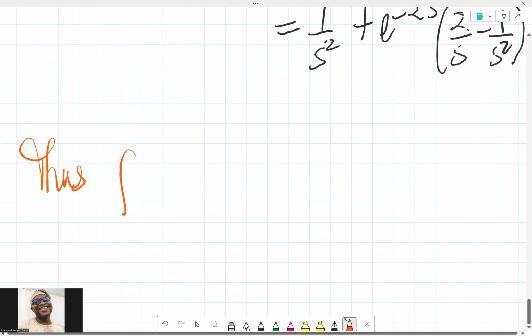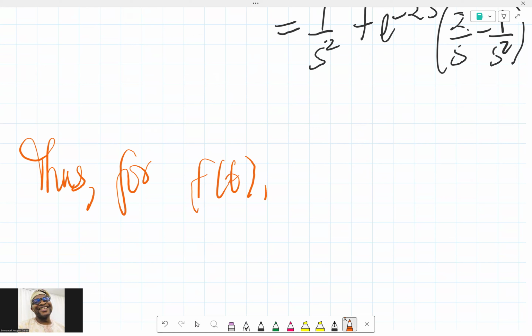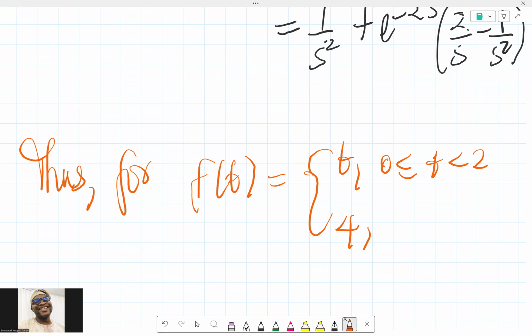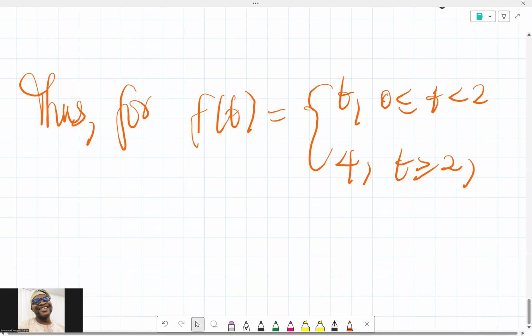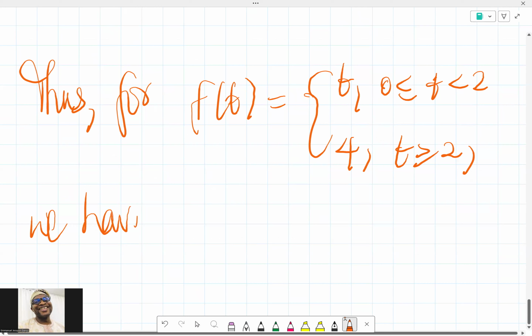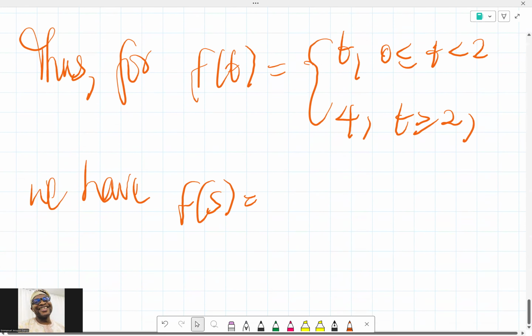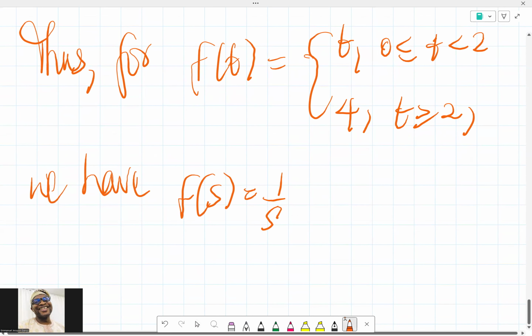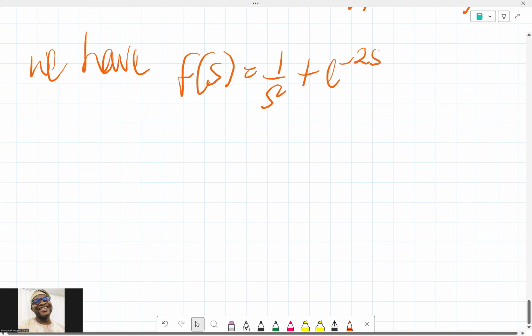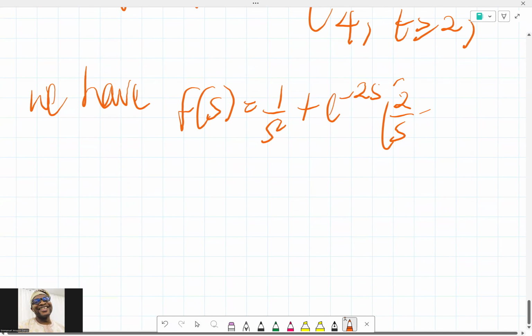Thus, for f of t equals t for 0 less than or equal to t less than 2, and 4 for t greater than or equal to 2, we have F of s to be what we got up there. That is 1 over s squared plus e raised to minus 2s into 2 over s minus 1 over s squared. That's what we have.